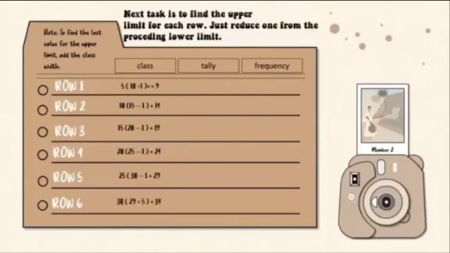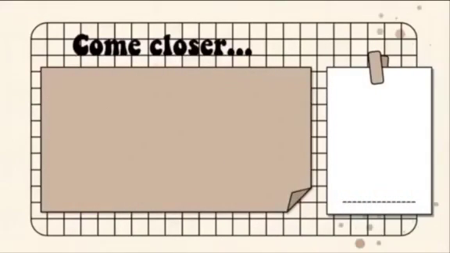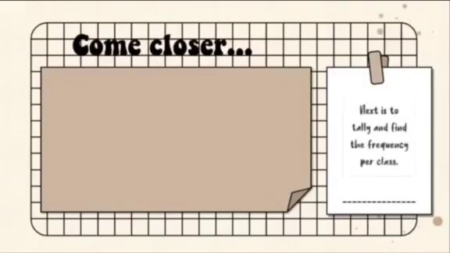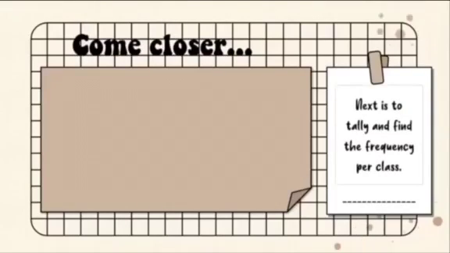To find the last value for the upper limit, add the class width, so 29 plus 5 is equal to 34. So 34 is our upper limit in row 6. So our upper limits are 9, 14, 19, 24, 29, and 34. We're getting close. So next is to tally and find the frequency per class.